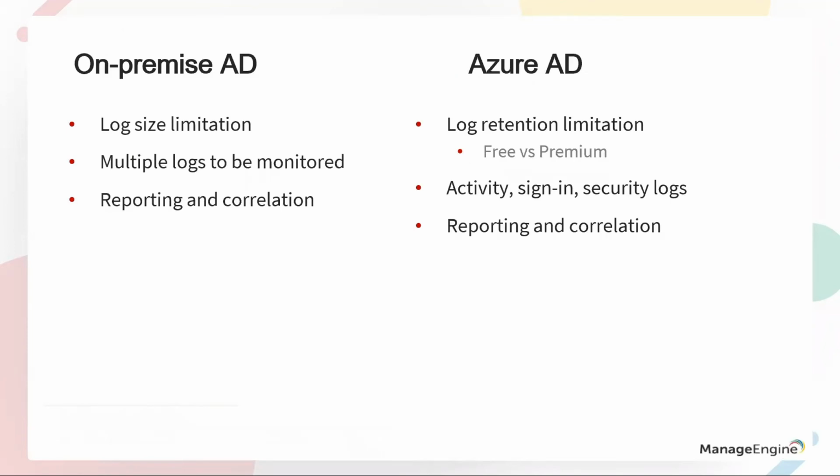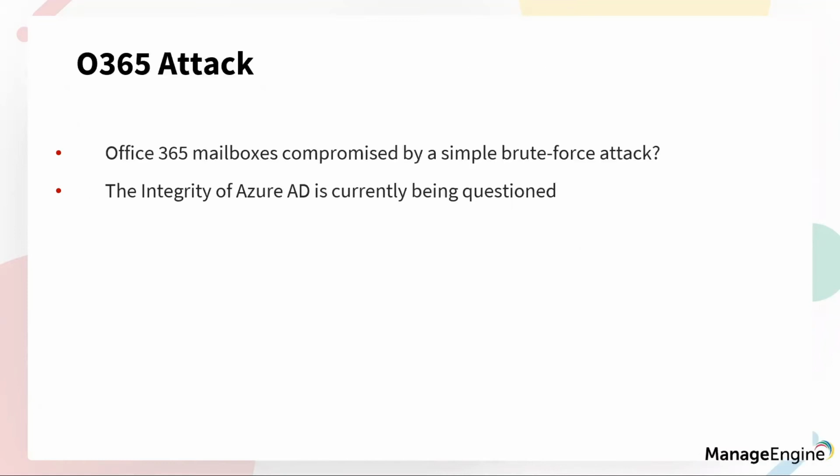And on-premise, the key problems in discussion today for Azure and on-prem: log size limitation. And again on Azure, log retention limitation, multiple logs to be monitored, reporting and correlation is missing, activity sign-in security logs, and again, reporting and correlation. Why can't things be streamlined in order to fail-proof or go ahead and protect your infrastructure, right? So Office 365 attack, for people who are saying you don't need Defender for cloud for 30 days, and after that, of course, there's no reporting or you don't get what you need. Everything gets documented in logs, but not to the eye.